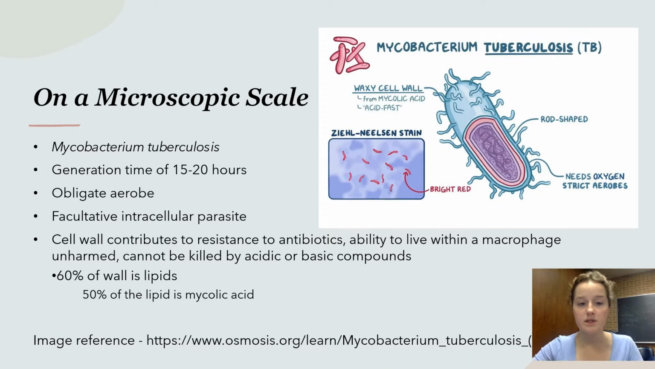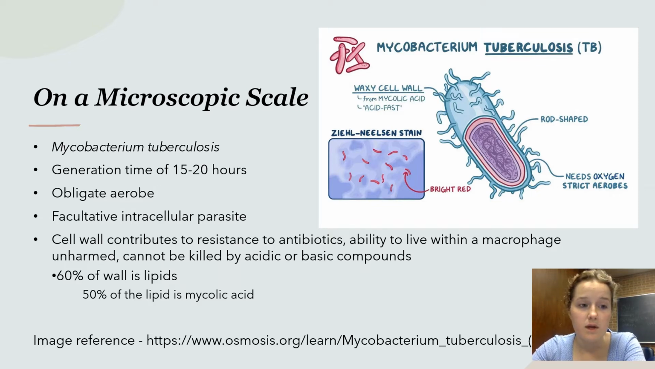On a microscopic scale, the causative agent for TB is Mycobacterium tuberculosis. This was discovered by Robert Koch in 1882, and it was a huge discovery because TB has been prevalent since Greek and Roman times, and it has a very high mortality rate for people that are untreated. So once they were able to discover the causative agent, they found cures and vaccines against it.